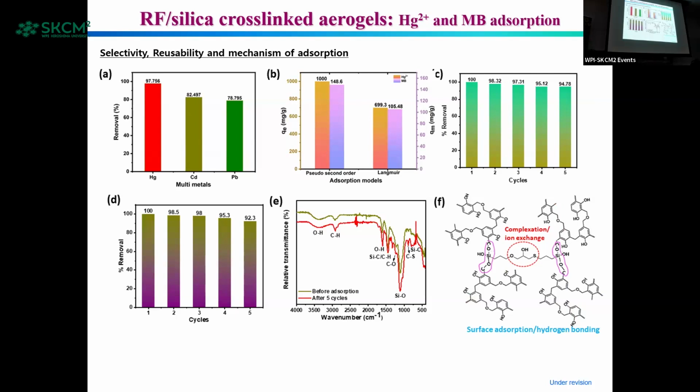So the maximum adsorption coefficients are mentioned here for heavy metals. We also did selectivity, and it adsorbs mercury the most, which is a very heavy and very dangerous metal for health. So we got this nice result from this data.